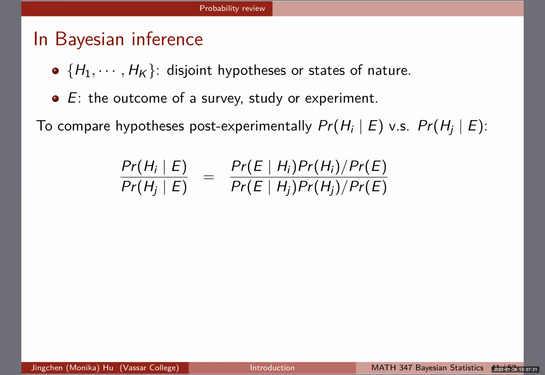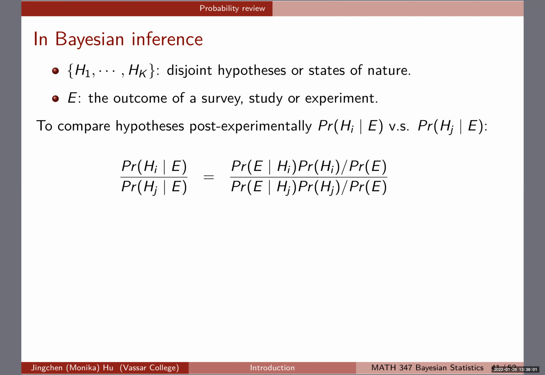So in Bayesian inference, I wanted to continue talking about the partition that we talked about last time. This is slide 41. The disjoint hypotheses or states of nature form this partition H1 through HK. We also define capital E as the outcome of a survey, study, or experiment. You can think of H as the hypotheses that you might have, and E itself will be the data that you collect, which could come from a survey, study, or experiment.